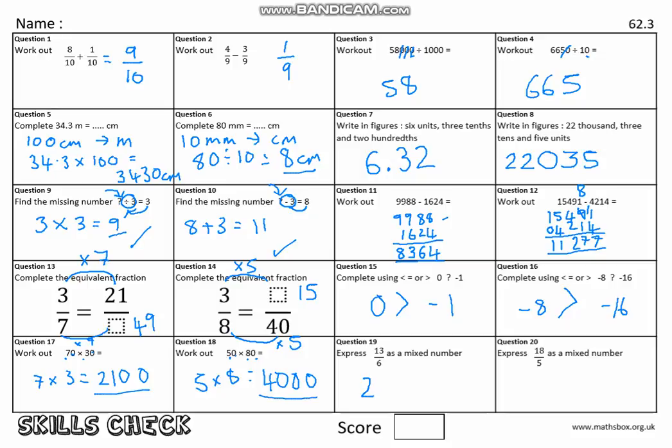Yeah, so 2 6s are 12. Well, how many more do I need? Well, I need one more because it says 13. So I need one more sixth, okay? So the answer is 2 and 1/6.